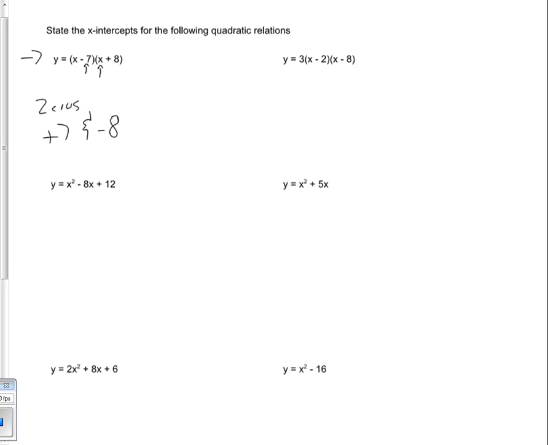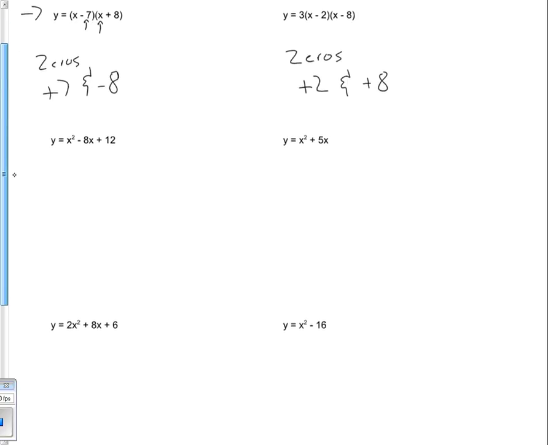In the example here on the right, again, we have two zeros. So in this case, our zeros are going to be positive 2 and positive 8. Okay, so we have two sets of zeros in that particular example. If we look toward the next set, here we have y is equal to x squared minus 8x plus 12. This is written in standard form.